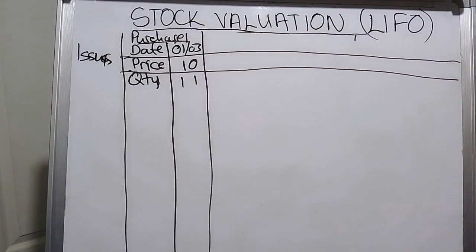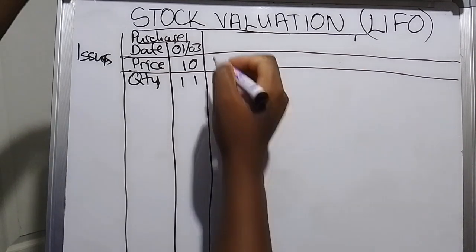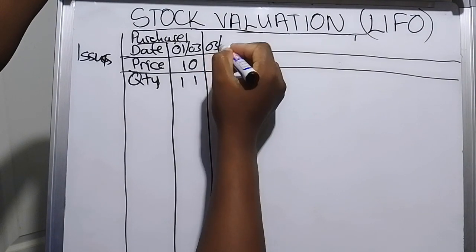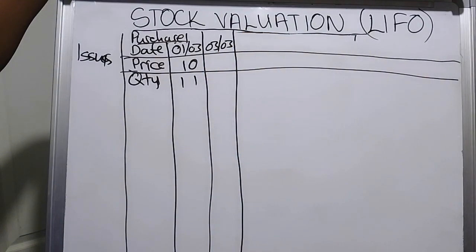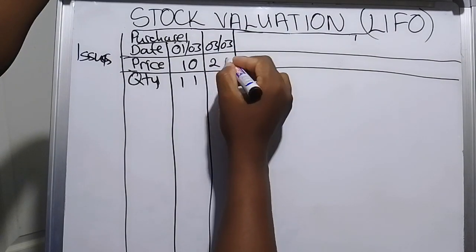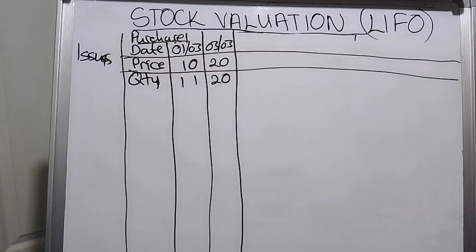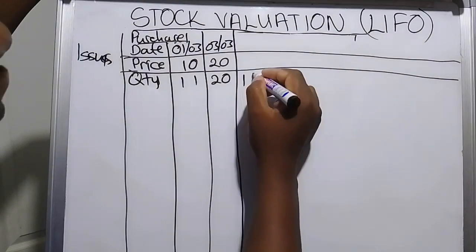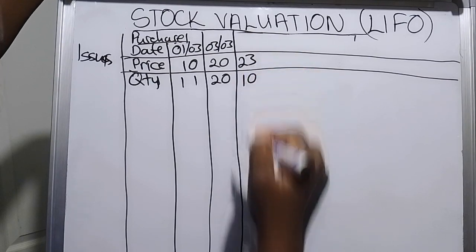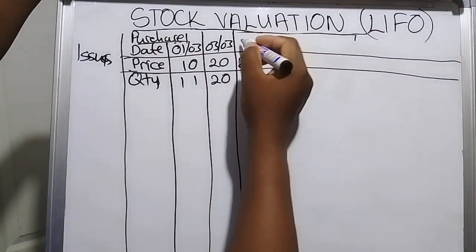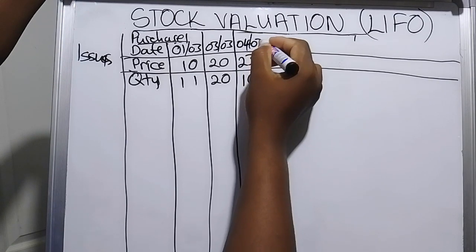Then we also move to the 3rd. On the 3rd, we bought 20 items costing $20 each. 03/03. $20 was the price, 20 items. Then we move to the 4th, when we bought 10 items at $23 each. 10 items at $23, and this was on the 4th of March.